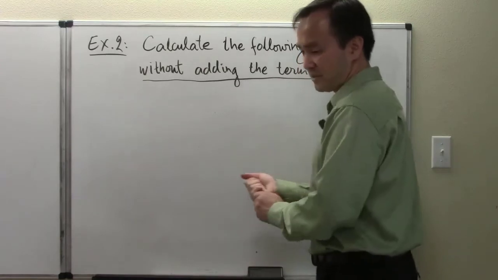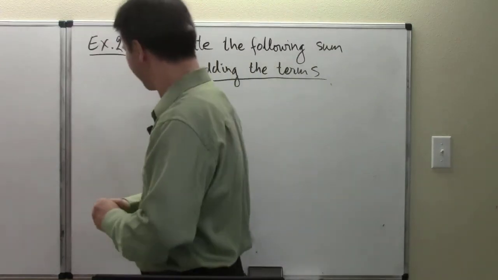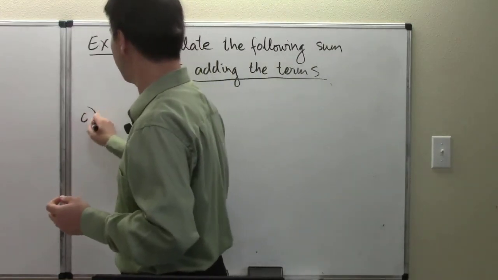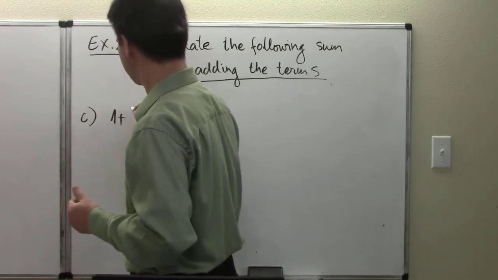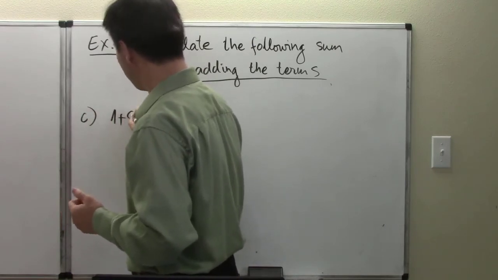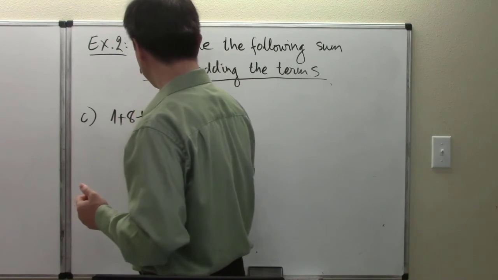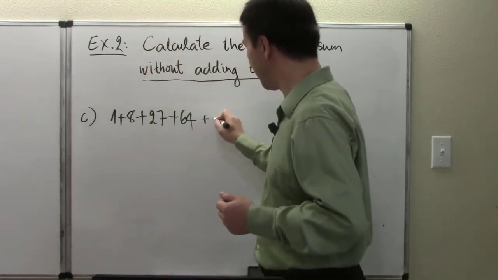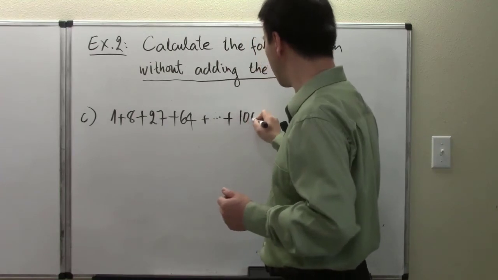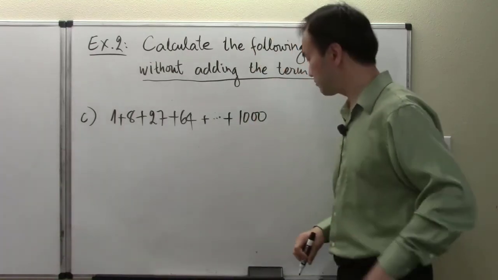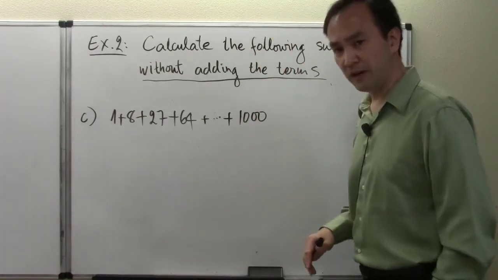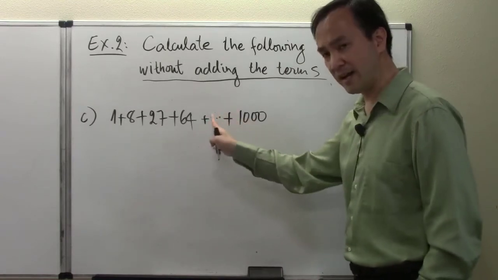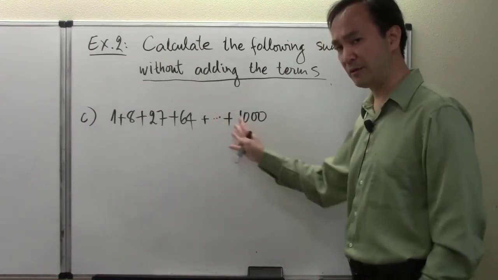So in part C of the example here, let's look at 1 plus 8 plus 27 plus 64, and we keep adding until we reach the last one, which is 1,000. We need to find a sum without adding all of these, because first of all, we don't know how many terms there are.